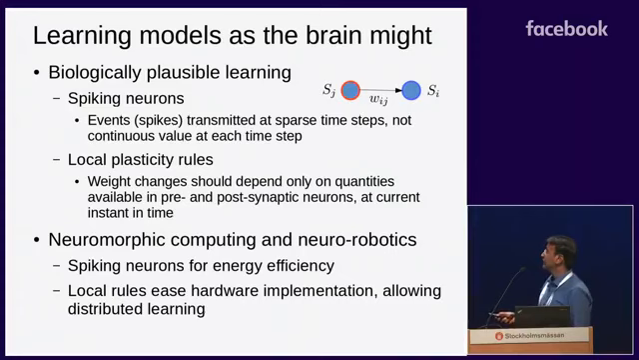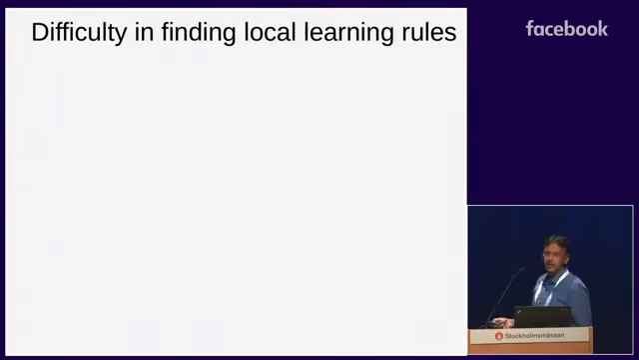And actually, this is not just useful for figuring out how the brain might do it, but also in neuromorphic computing. The brain is very efficient, and there are many people now making integrated circuits that use spiking neurons for energy-efficient transmission between neurons. And local rules would ease hardware implementation and allow distributed learning. So you don't need one central computer for weight changes. So what is the difficulty in finding these local learning rules?